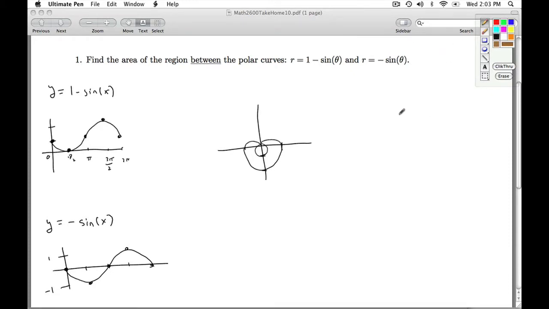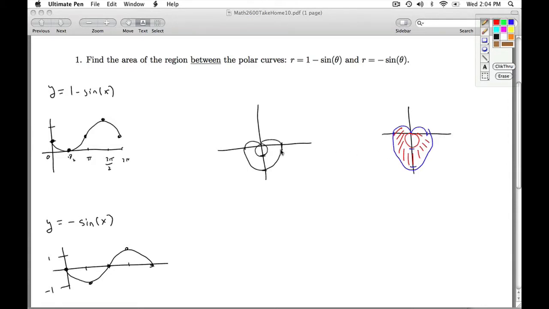So if I draw a better picture of this, I'll draw this curve in blue. So it's one of these cardioids. Didn't really do that good of a job. And then inside here we have that. So the area we're concerned with is the area between these curves. Okay, so how can I determine that?